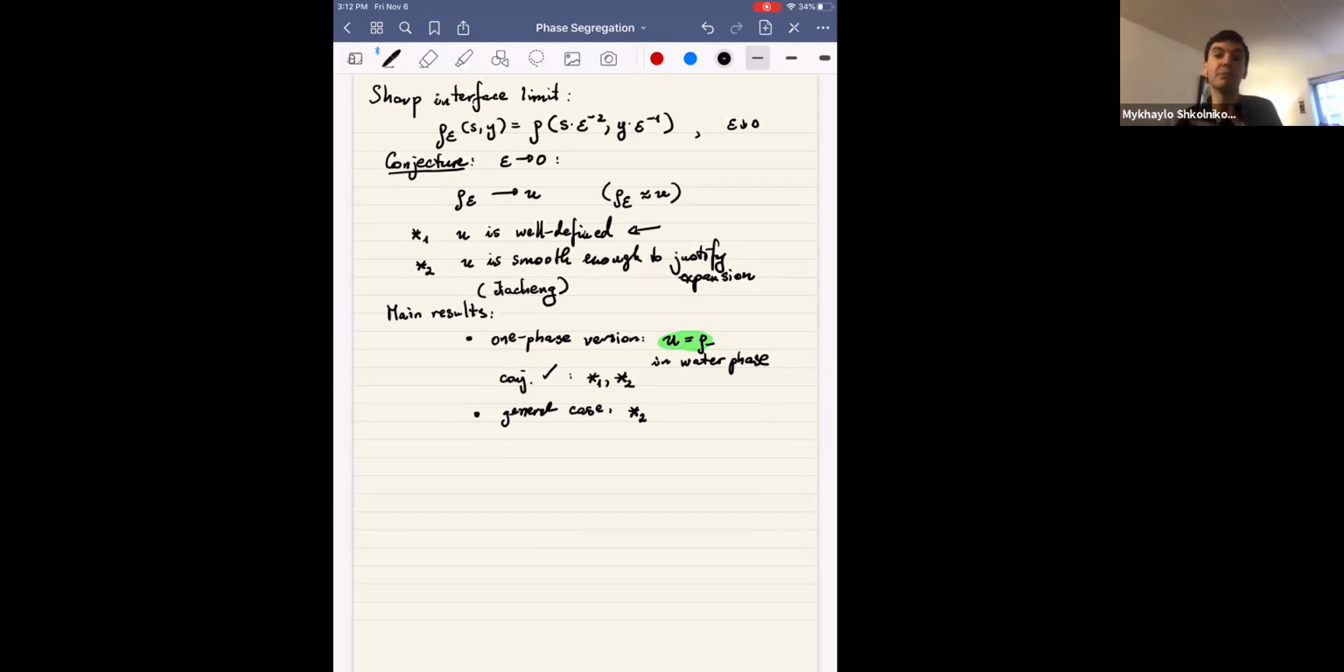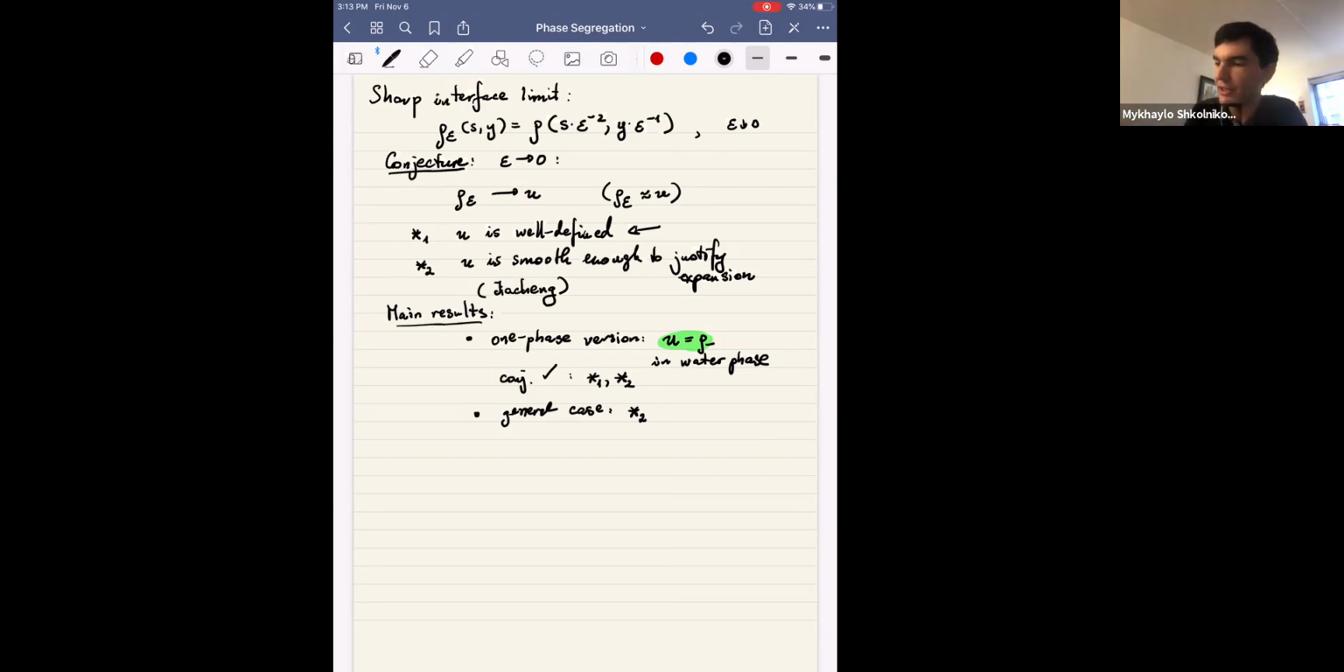So this is a partial result in that case, and the missing bit there is to show that u is well defined in general, which we can only do in the one-sided case. All right, so these are our results.